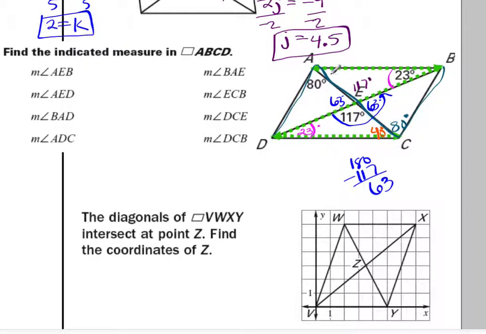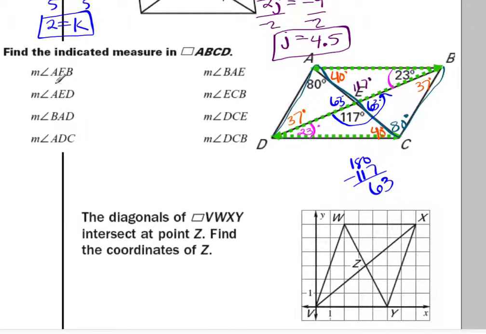And then alternate interior, this one up here would be 40 degrees. And then if I've got 80 and 63 right here, that would add to 143, and that would leave 37 for this other angle in this triangle, and then alternate interiors would put this 37 here as well. So using parallel lines, alternate interior angles, vertical angles, linear pairs, and the fact that a triangle adds to 180, I can label all my angles.